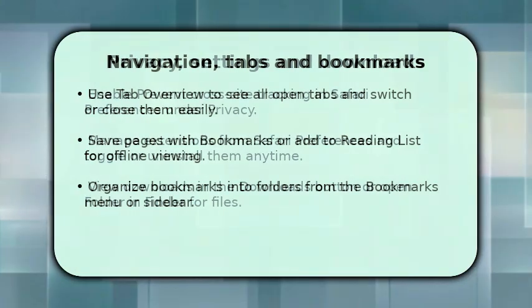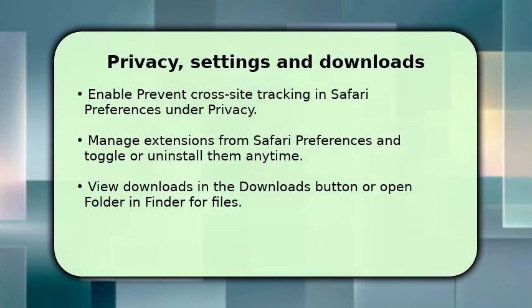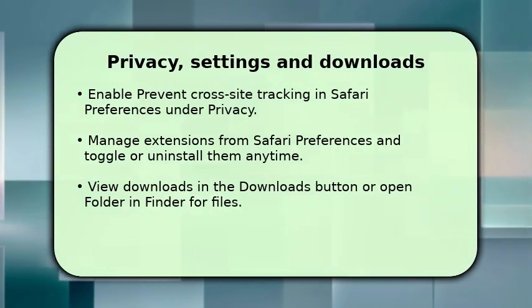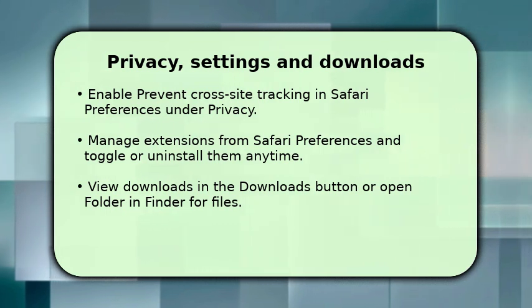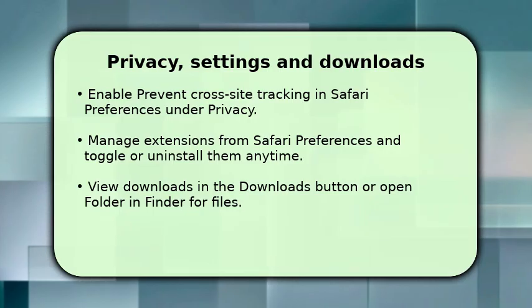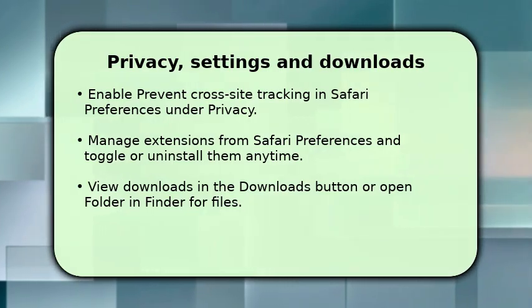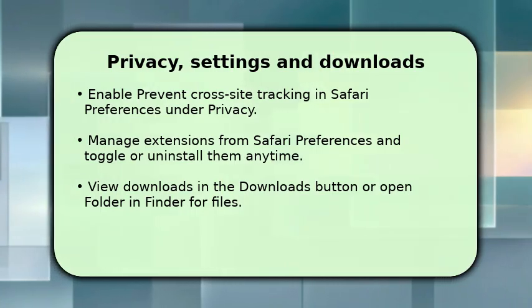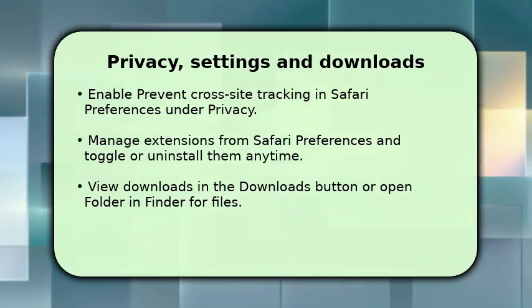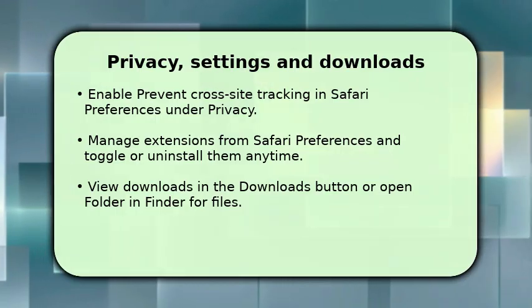Open Safari Preferences with Command-Comma to adjust settings and privacy preferences. Enable Prevent Cross-Site Tracking in the Privacy tab to reduce targeted ads. Disable Auto-Play under Websites to stop videos from starting automatically on pages. Install useful extensions from the App Store and manage them in Extensions within Preferences.